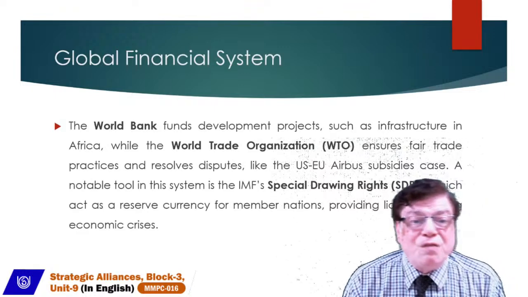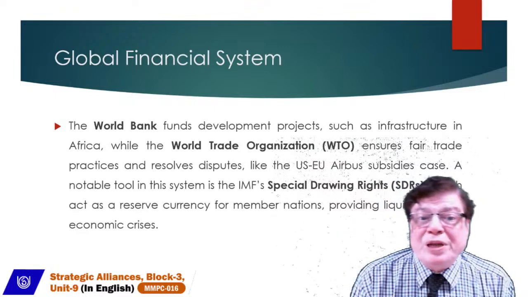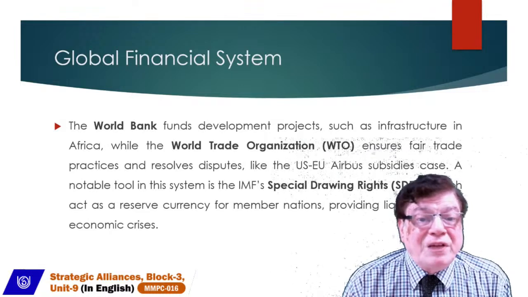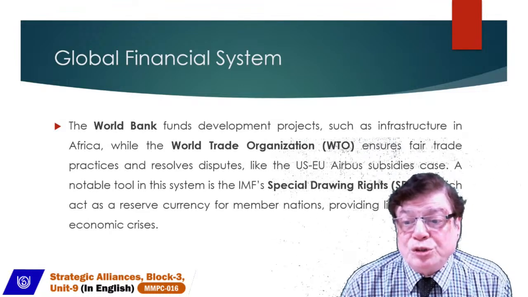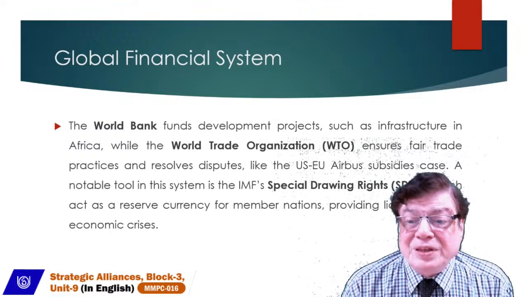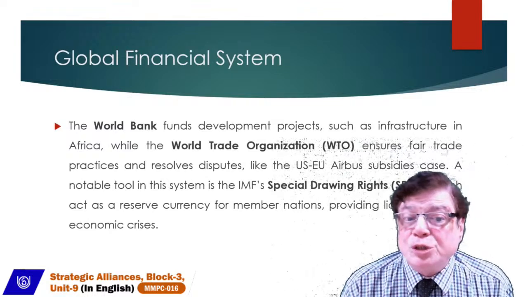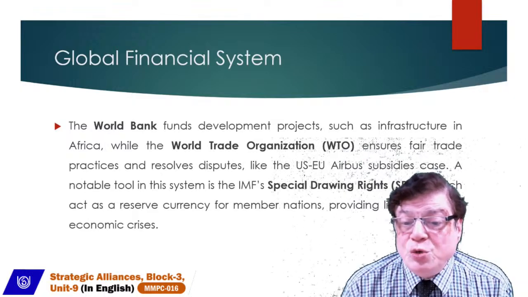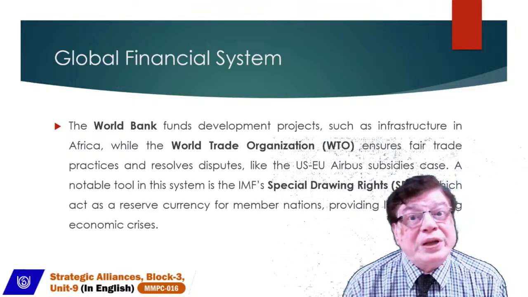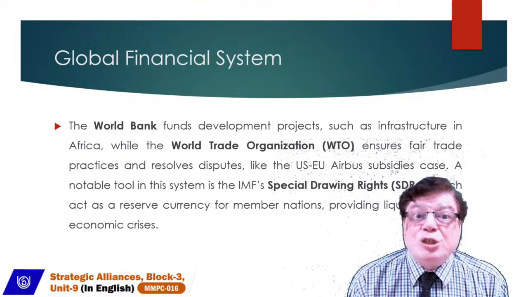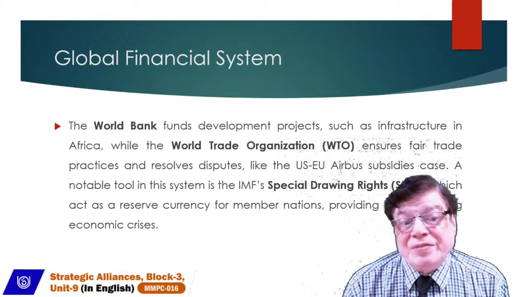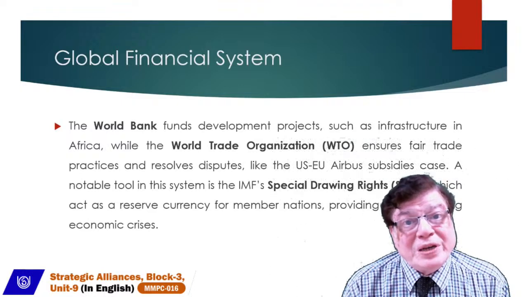So the World Bank funds development projects even in our country also. Many projects which are financed by the World Bank are usually going on, such as infrastructure in Africa, while the World Trade Organization WTO ensures fair trade practices. So World Bank is financing and World Trade Organization is ensuring fair trade practices and resolves disputes, like the US, EU, Airbus subsidies case. A notable tool in this system is the International Monetary Fund Special Drawing Rights, SDRs, which act as a reserve currency for member nations, providing liquidity during economic crisis. If there are economic crises, then they provide the money, provide the liquidity.